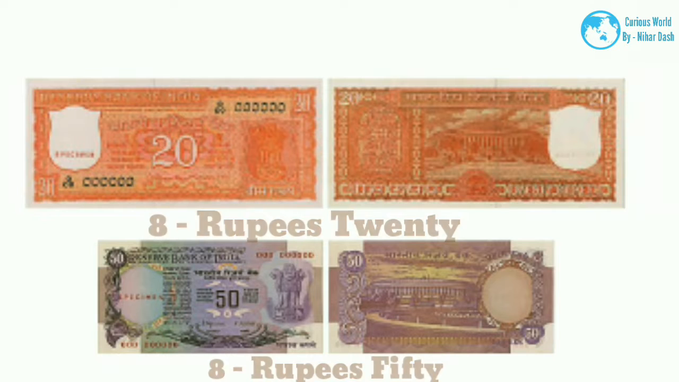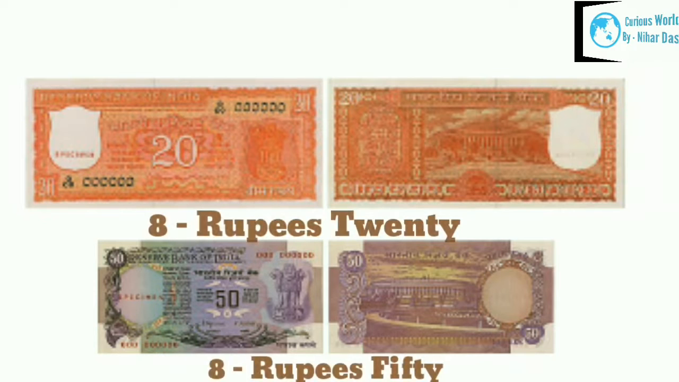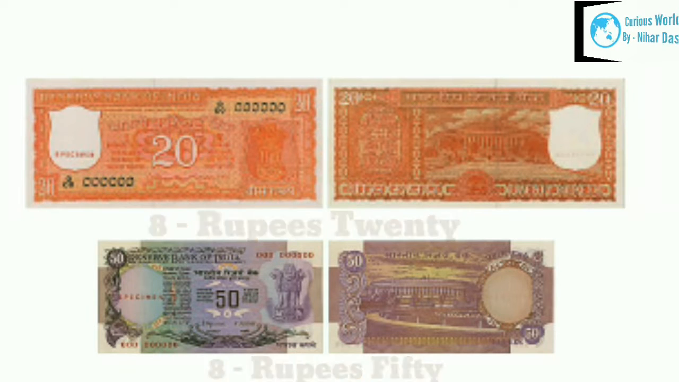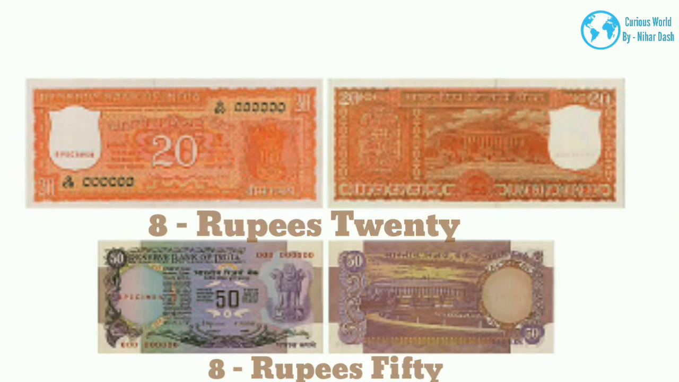8. Cost-benefit considerations prompted the bank to introduce Rs. 20 denomination notes in 1972 and Rs. 50 in 1975.